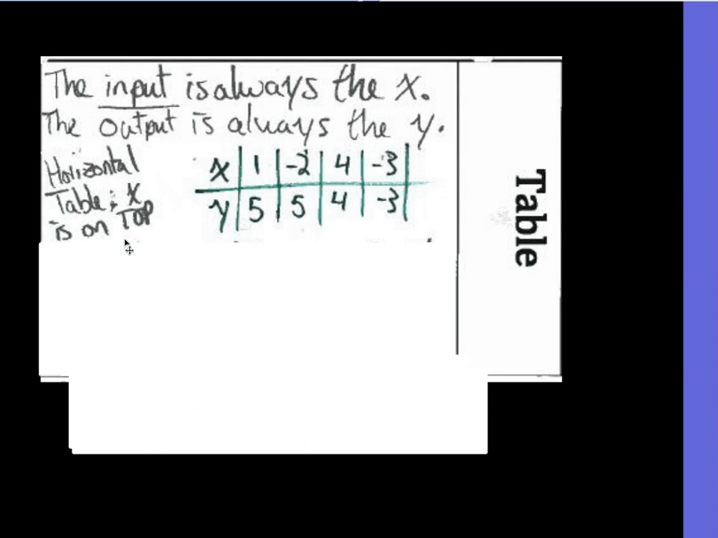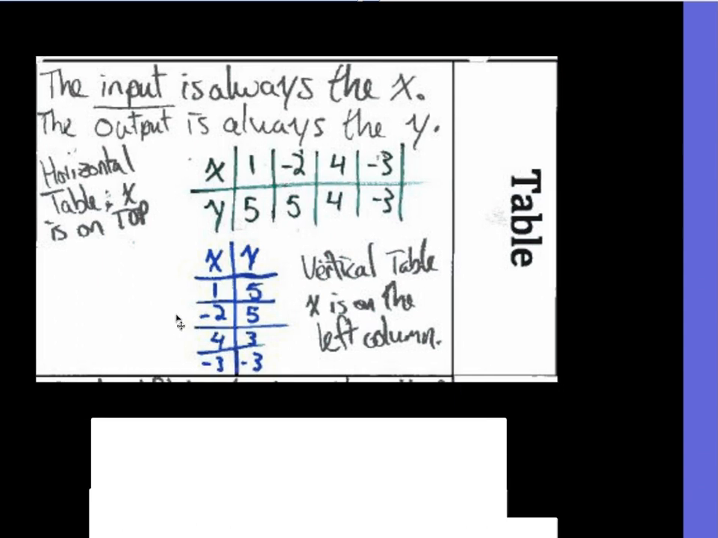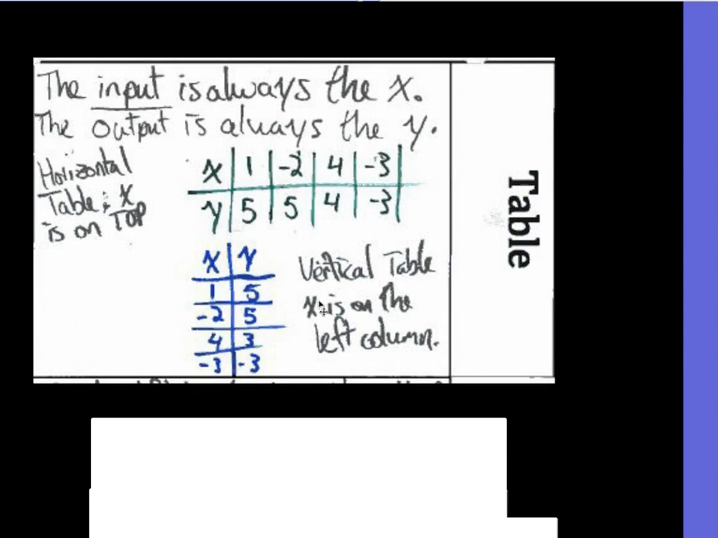The horizontal table has the x on top, and your normal vertical table is going to be like so. Again, it's 1, 5, -2, 5, 4, 3, which, now that I'm seeing it, should be a 3 right there. I'll make the change. Everybody makes mistakes, so do I. We're human. We adapt, change, and overcome.